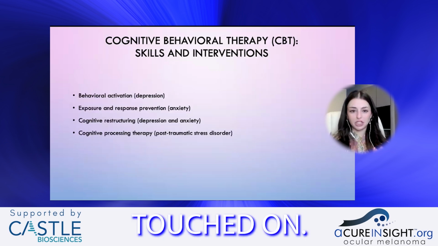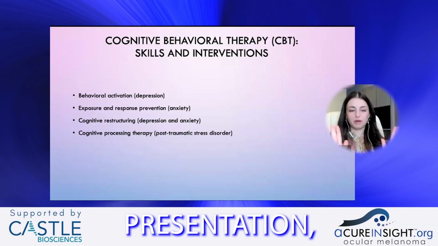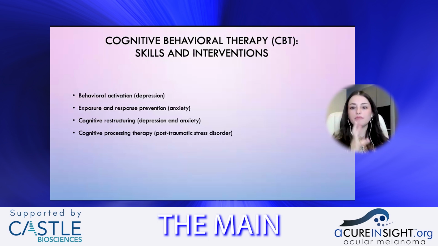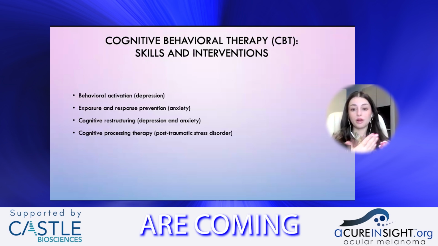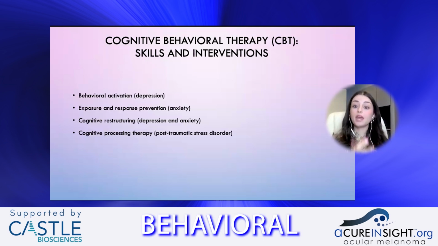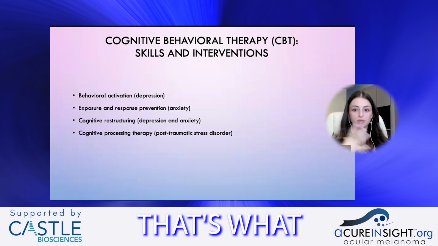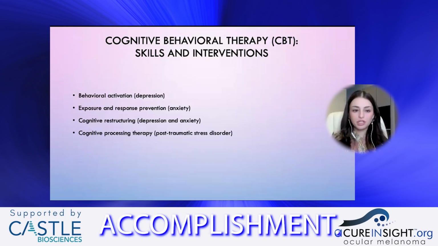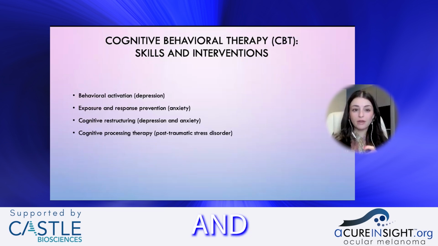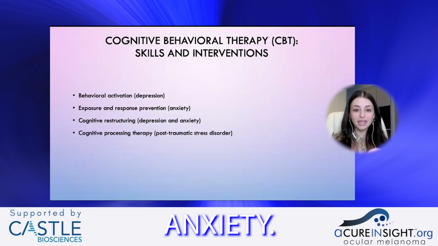So some of these I touched on, but to just sort of wrap up this part of the presentation of CBT, some of the main interventions that we as therapists use with clients who are coming into us. We use behavioral activation for depression. So that's what I mentioned before, increasing pleasurable activities, sense of accomplishment. We have exposure and response prevention for anxiety, right?